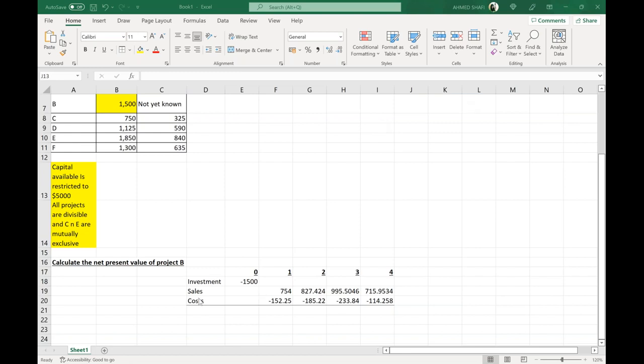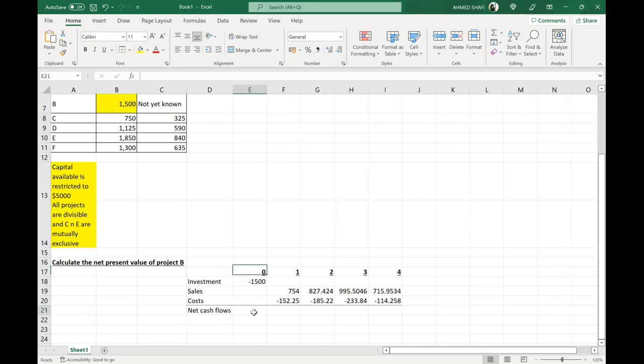Okay, so once we have investment and sales and cost, there was no information apart from these cash flows from Project B, because if there had been any other cash flows, we would have taken them as well, but only these cash flows were given. So now, when you are sure that there are no other cash flows, you net them all to get net cash flows. So net cash flows of year zero seem to be 1500 negative. And for year one, we will take the difference.